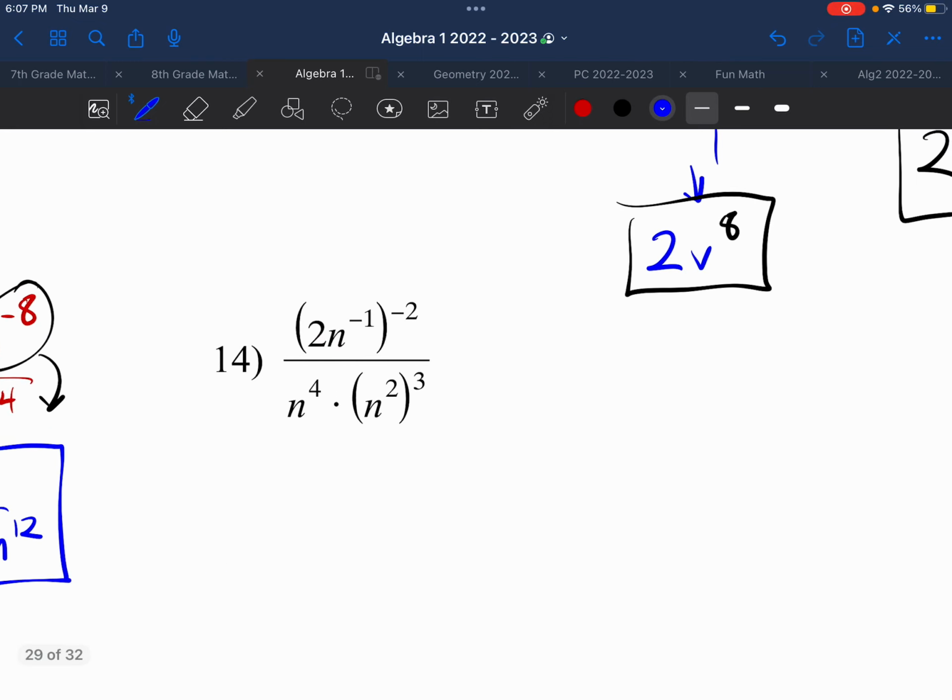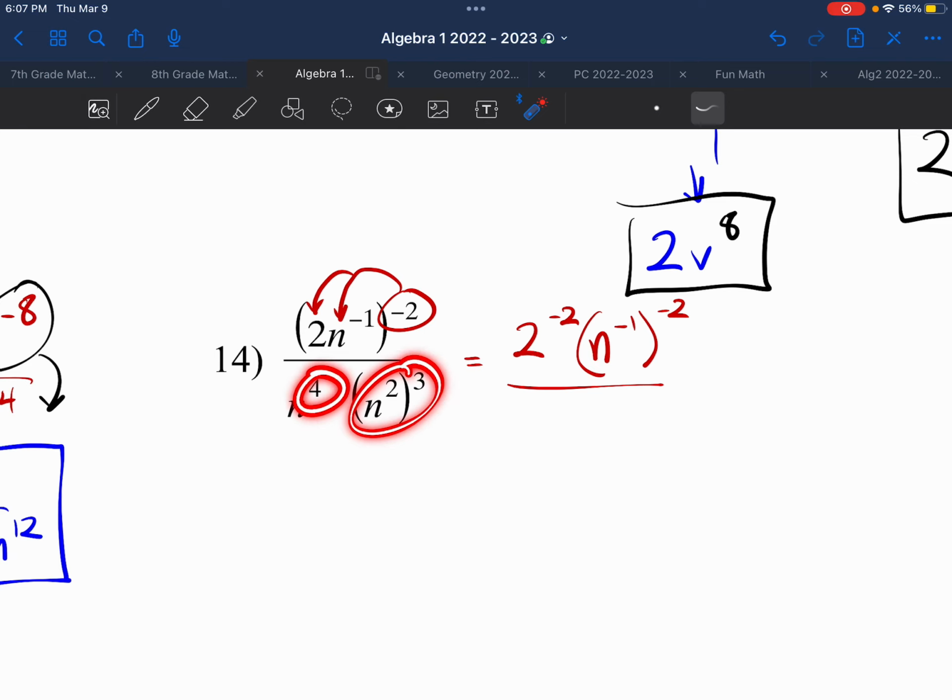In number 14, there's no way out of it. I'm going to have to distribute the -2 into both the base of the n and the base of the 2. So this is going to become 2 to the power of -2, n to the power of -1, also to the power of -2. In the denominator, I can simplify just a little bit. Again, you're doing your exponentiation before your multiplication. So I'm going to leave the n to the power of 4, and this is now n to the power of, you multiply 2 times 3, and you get 6.